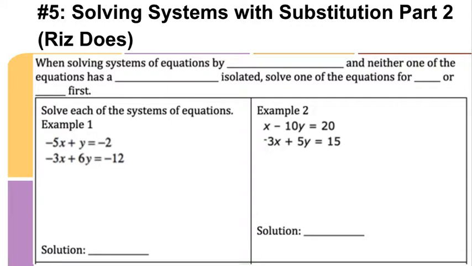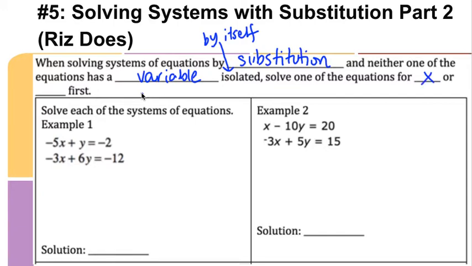Okay? So when solving systems of equations by substitution, and neither one of the equations has a variable isolated, meaning by itself, then solve one of the equations for x or y first. So basically what I'm saying here is that if you don't have y equals something or x equals something, then you first need to figure that out before you can substitute. Okay.